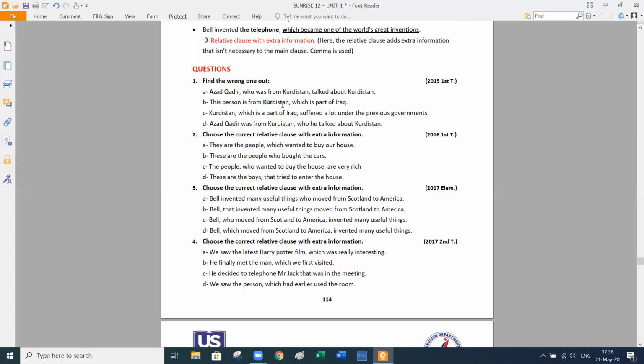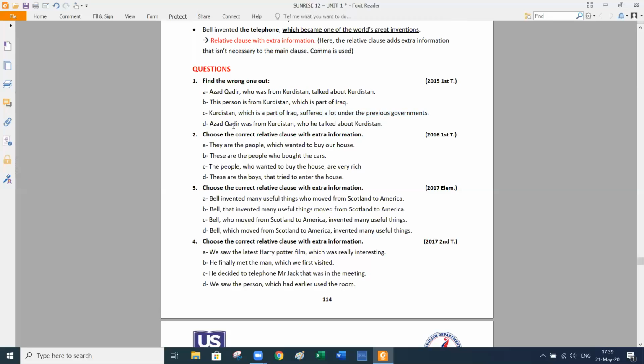Kurdistan doesn't need to be defined, but we can give additional information about it. So we separate it with a comma, and we give extra information about Kurdistan, which is part of Iraq. That's additional information only. It's not the definition of Iraq. And C, Kurdistan, comma, which is part of Iraq, comma, suffered a lot under the previous governments.